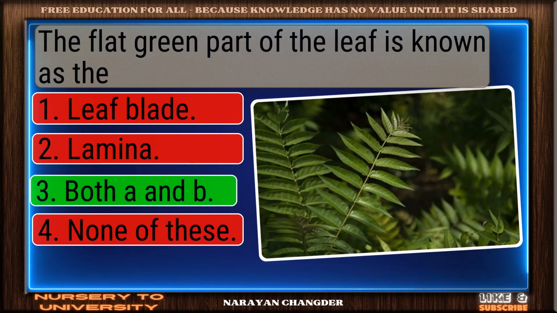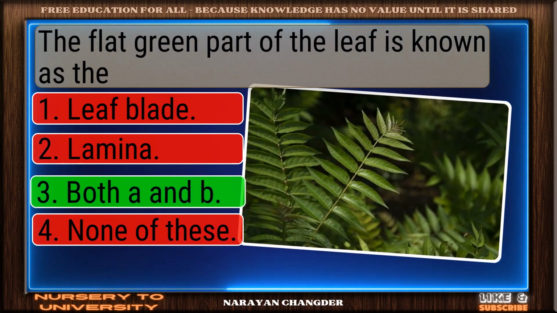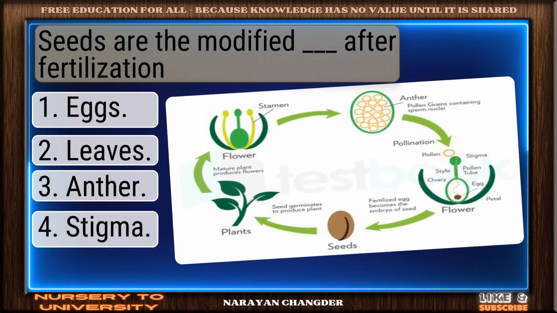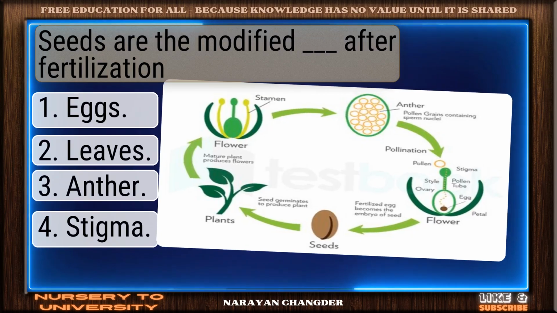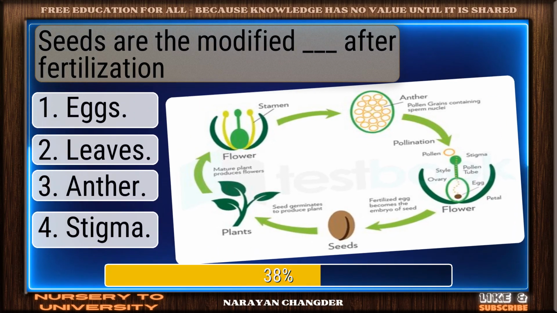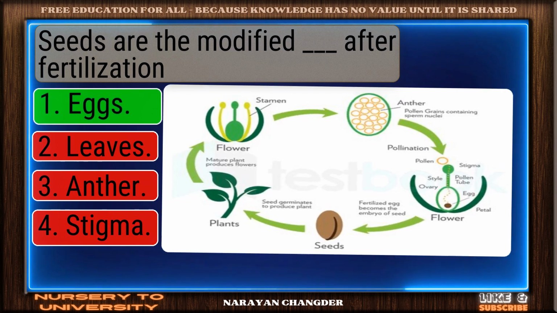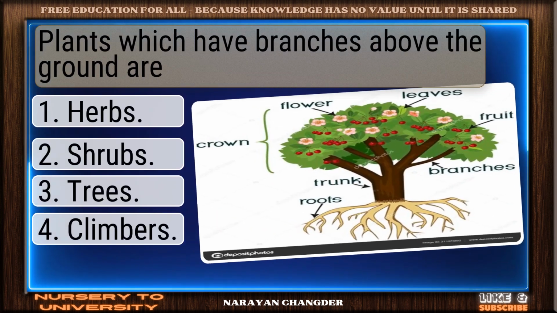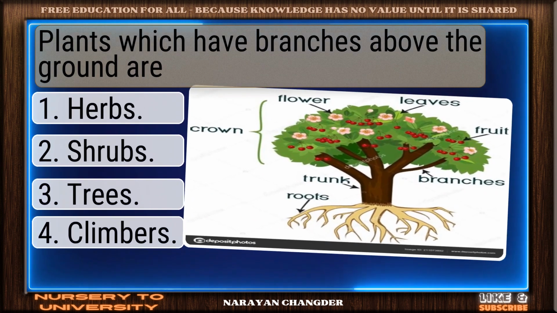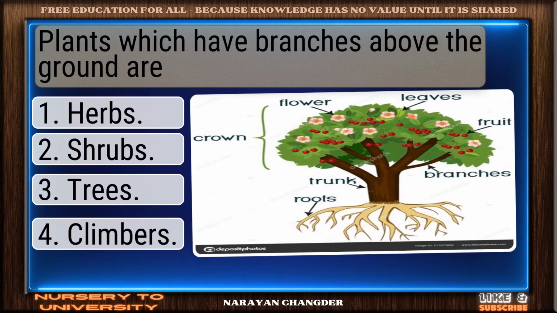You're right. Both A and B is the correct answer. Seeds are the modified dash after fertilization. Correct. Eggs is the right answer. Plants which have branches above the ground are.